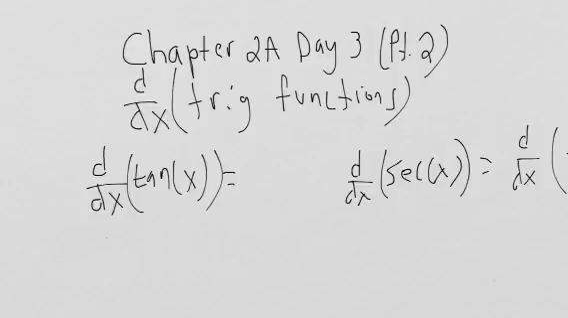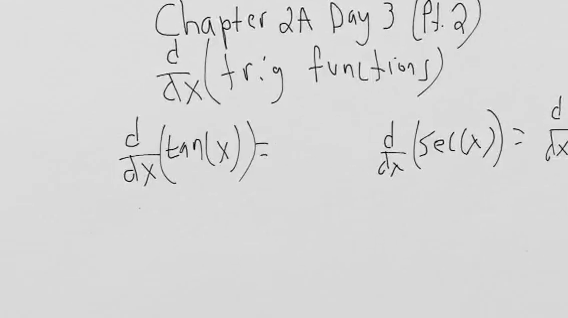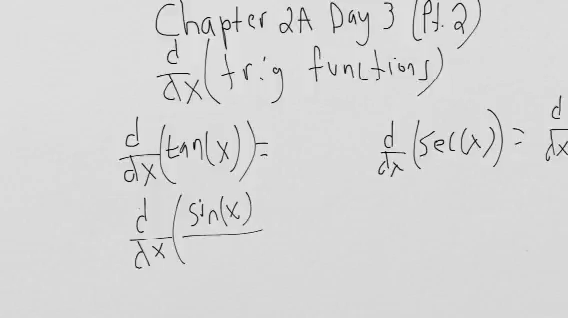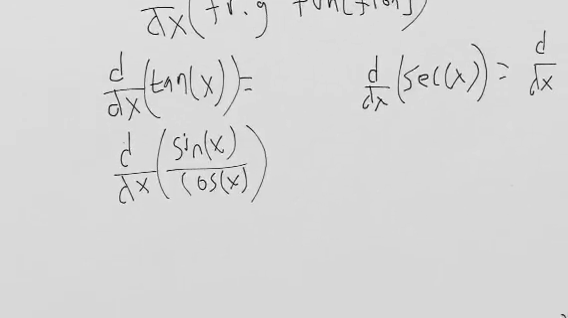So now if you know the quotient rule, it becomes easier to find the derivative of some of the common trig functions we work with. So starting with tangent x, it's helpful to know that tangent x is just equal to sine x divided by cosine x. So now we have a quotient rule.